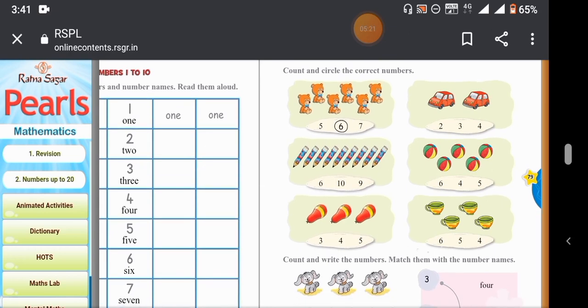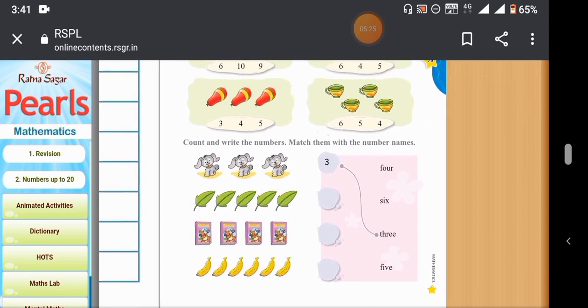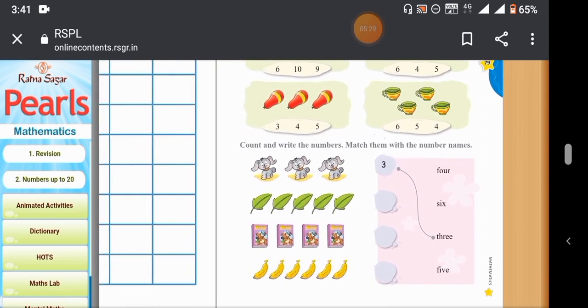Next picture. In the next picture, there are balloons. So how many balloons are there? 1, 2, 3. So there are 3 balloons. So we should circle the number 3. Okay, children, in the last picture, there are cups. So how many cups are there? So 1, 2, 3, 4. In the last picture, there are 4 cups. So we should circle the number 4.